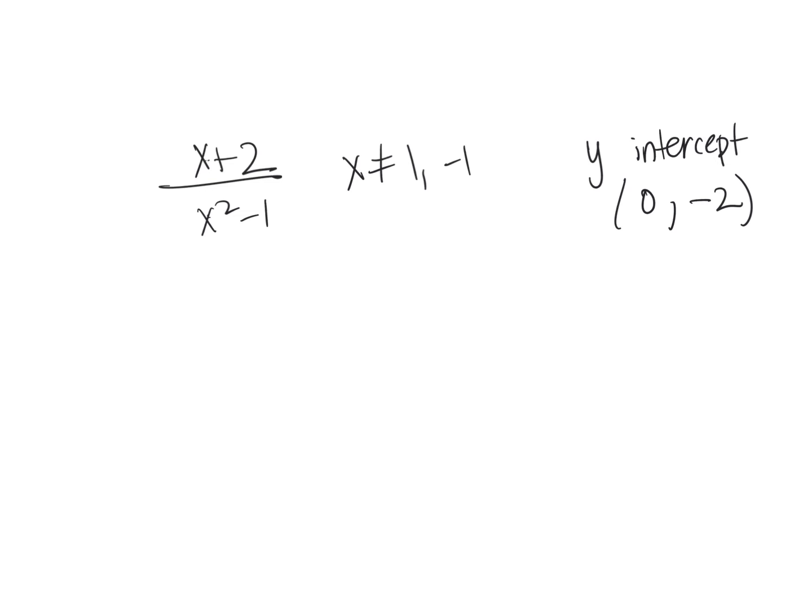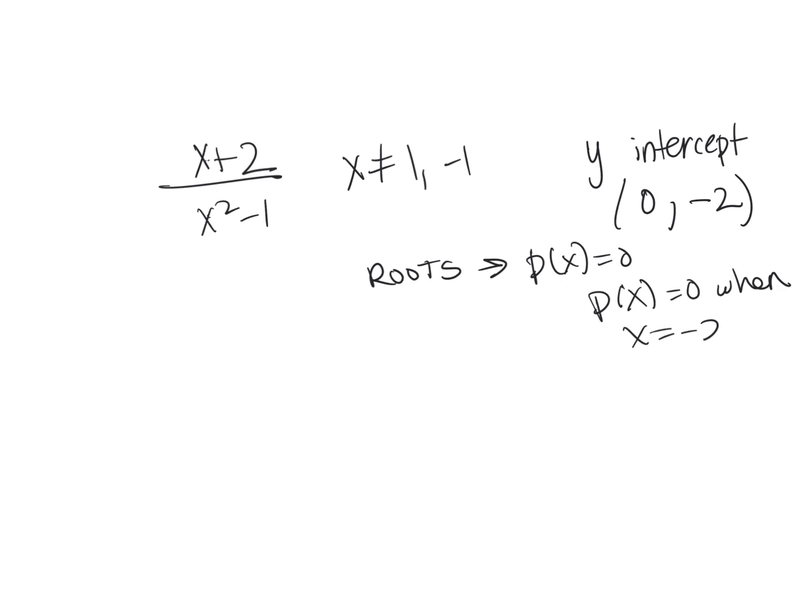Also, I have roots. My roots are what makes this 0, and that's always going to be where P of x equals 0. When the top is 0, the whole thing is 0, and this top is 0, P of x equals 0, when x equals -2. So I have (-2, 0) as my x-intercept. It looks like I only have one of those.